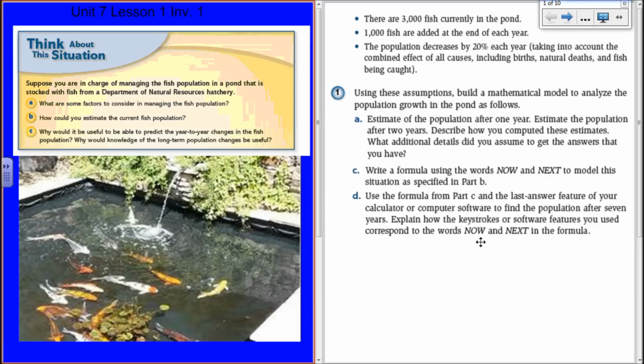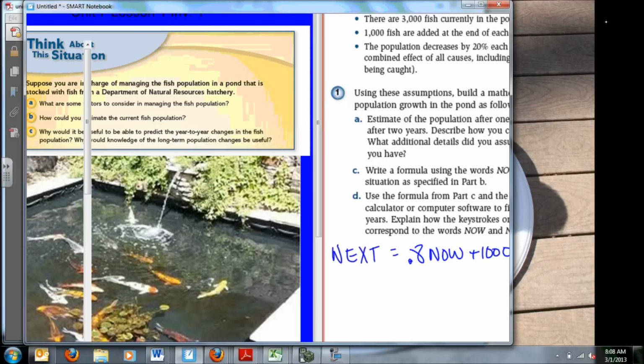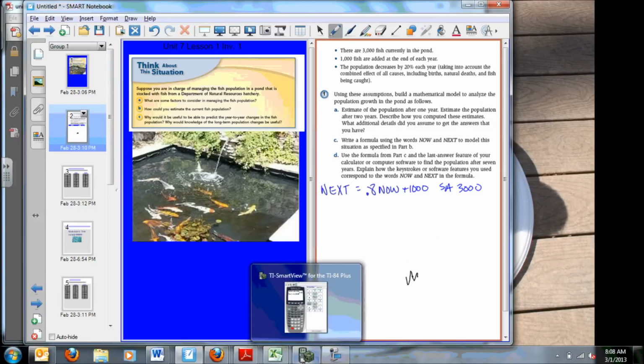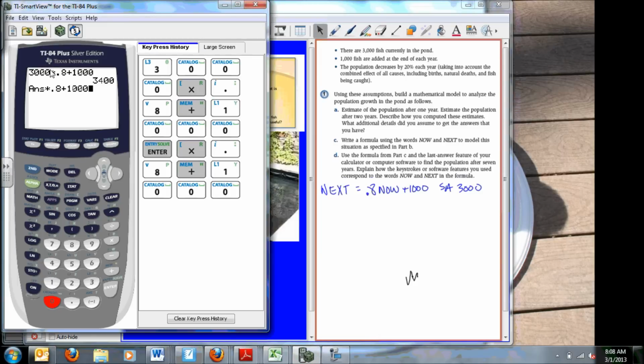All right, hopefully you've tried that. If not, I will write that now next for you, which it should be next equals. I'm always going to take that 20% first. So since I'm losing 20% in my calculation, I'm going to have 80% remaining times my population at that time plus 1,000, starting at 3,000 fish. If you look on your calculator, what that'll look like is this calculation here. 3,000 times 0.8 plus 1,000, you should get 3,400 fish.